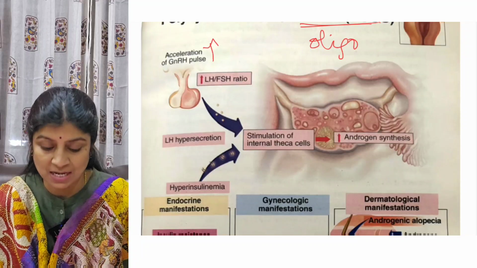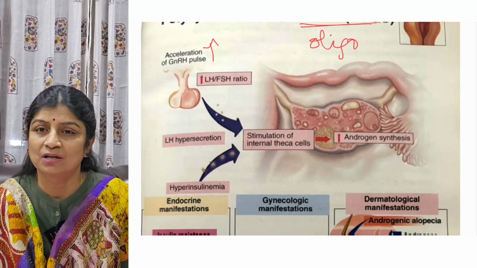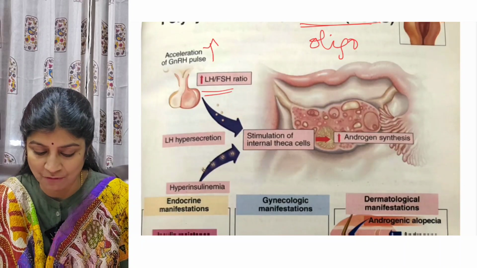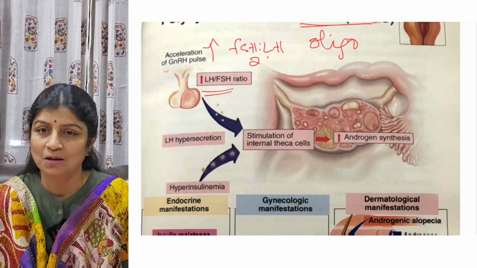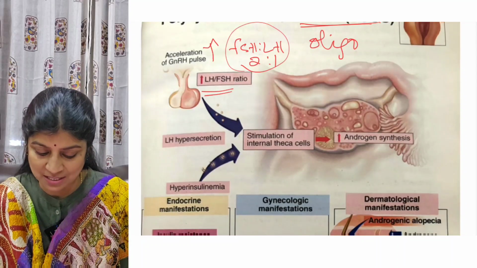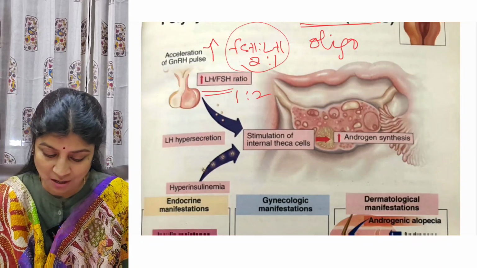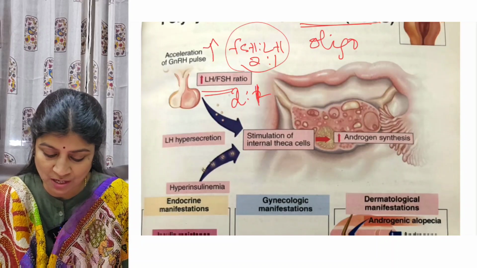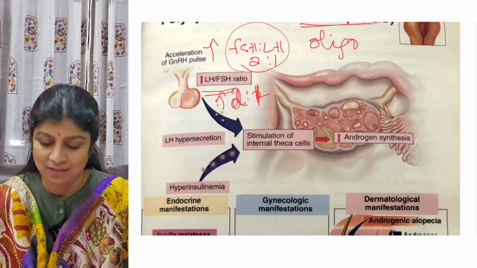Whenever there is an increase or acceleration of GnRH, it increases the LH. So this disturbs the LH-FSH ratio. The normal FSH to LH ratio should be 2:1, but here the ratio is disturbed, it becomes 1:2. So the LH will be the more predominant hormone than the FSH.